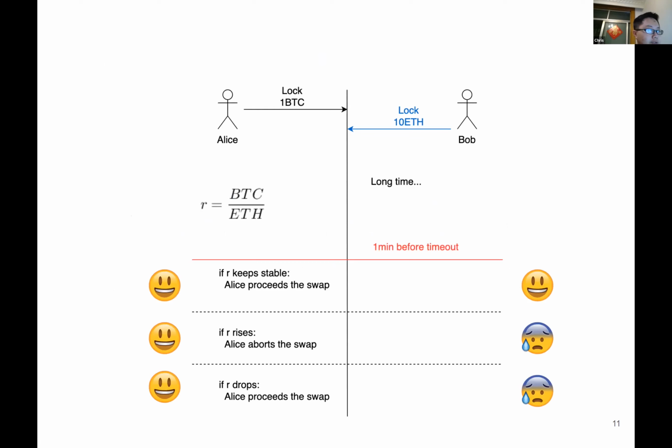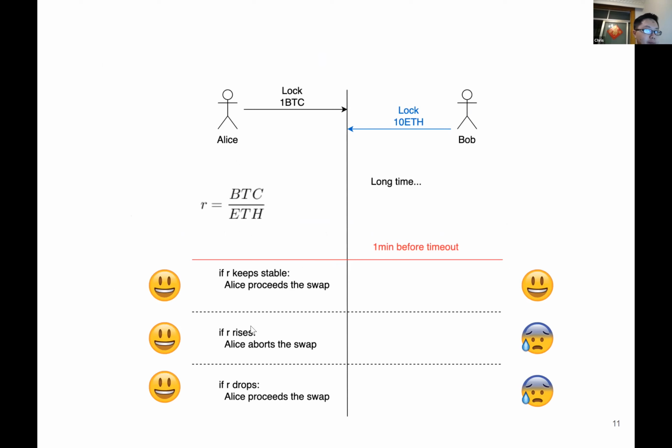As you can see from the diagram, the price of the BTC Ethereum pair might fluctuate. If the price is stable, Alex will probably proceed with the swap. Alex and Bob will both be happy.